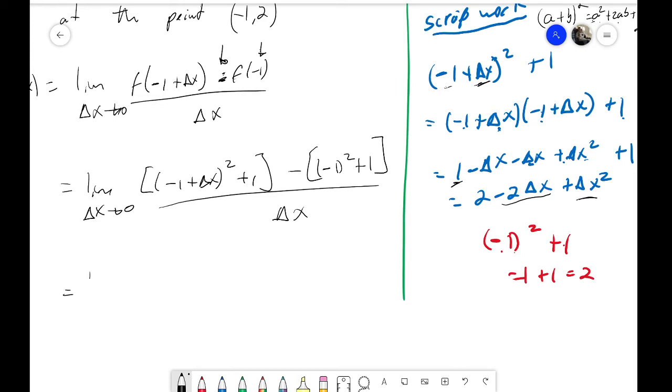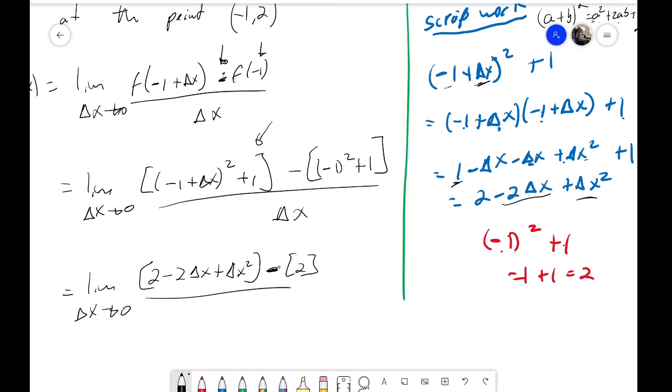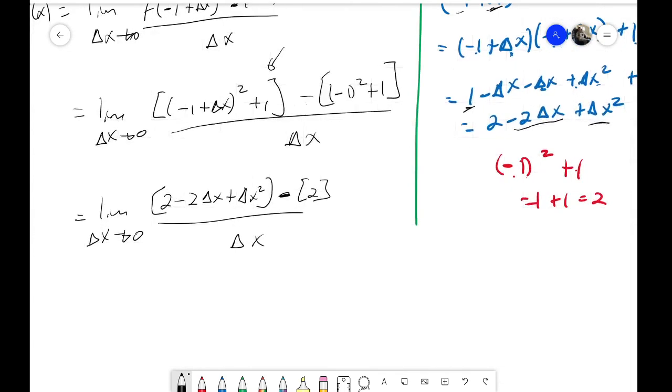In any case, we can keep on going now that we have completed our scrap work. So we have the limit as delta x goes to 0 of this. And what is this? Well, we just figured out that the top is going to be 2 minus 2 delta x plus delta x squared. This is the first one. We still have the negative sign. I haven't distributed that. This second part is just 2. I could have just written minus 2, but I want to emphasize we haven't distributed the negative sign.